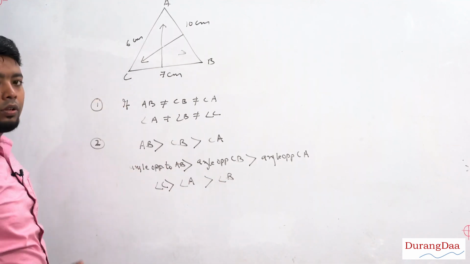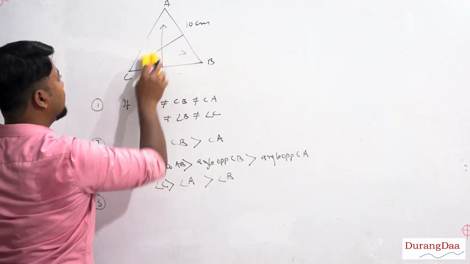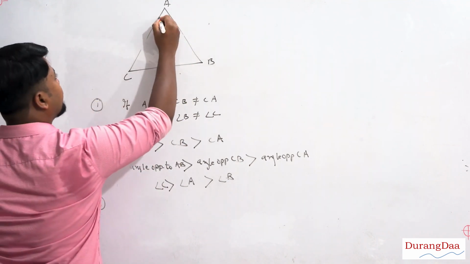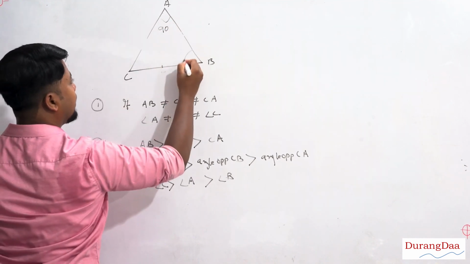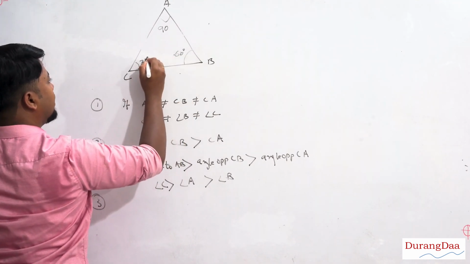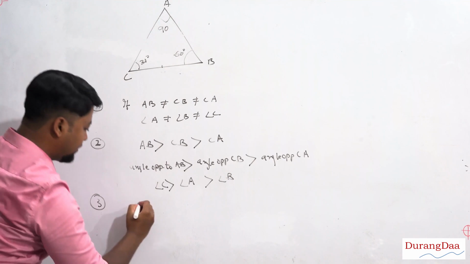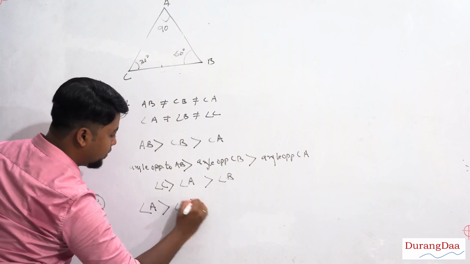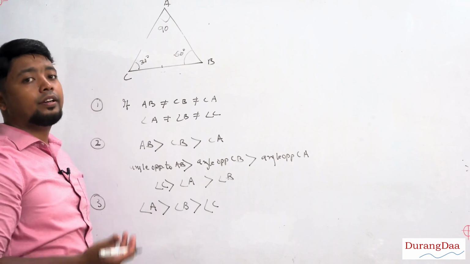Now the reverse of this is also true. If the sides are not mentioned but the angles are, suppose this one is 90 degrees, this is 60 degrees, and this is 30 degrees. From here we can tell which one is the greatest angle. Angle A is greatest, then we have angle B, then angle C. From here we can point out which side is the greatest one.